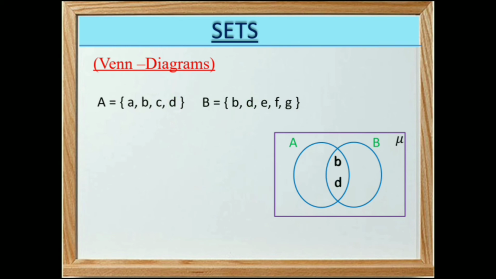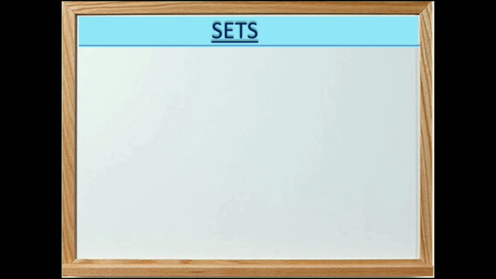So in set A, b and d are represented, the remaining elements are a and c. These elements should be represented in the remaining area of set A. Similarly, in set B, b and d are already represented. That's why the remaining elements e, f, g should be represented in the remaining area of set B. Like this, we can represent the Venn diagrams for two or more sets. Let us consider one more example.